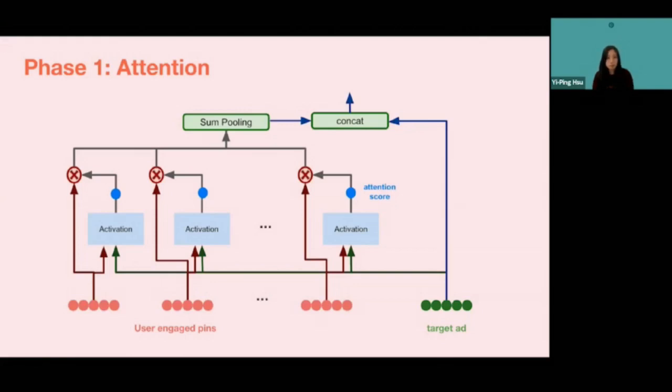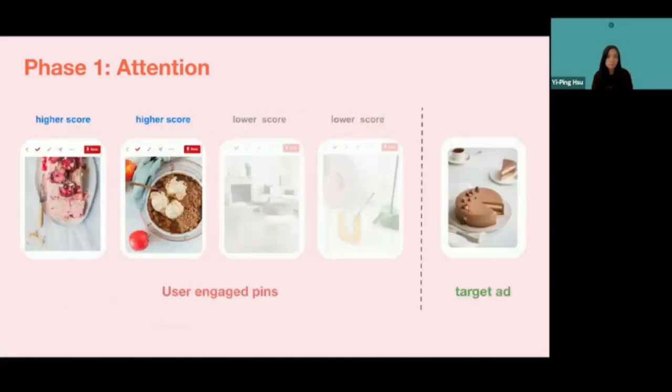So for each user engagement, this activation function will take the embedding for this pin and the embedding for the target ad to compute an attention score. This attention score reflects the relevance between the engaged pin and target ad. We can use this simple example to understand the idea. Given a target ad about the recipe of a dessert, those engaged pins that are also about dessert or food or recipe will get higher scores, which means we want to put more attention on these engaged pins. While other irrelevant pins about home decoration will get lower scores.